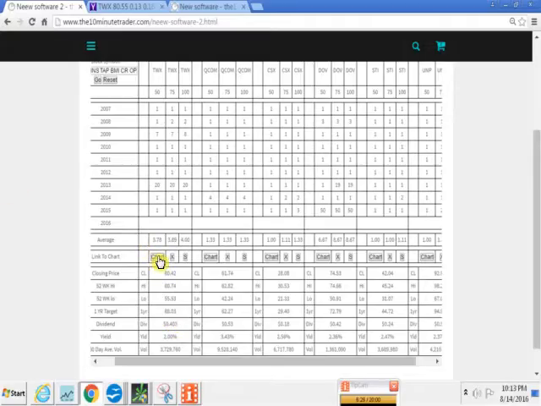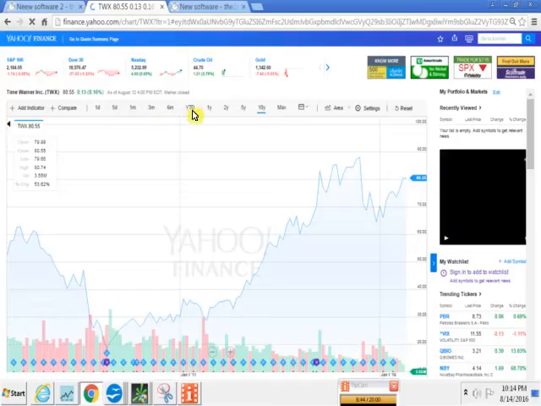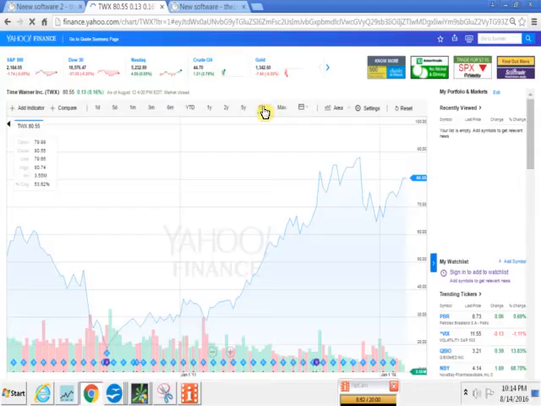Now we have the chart. We click on the chart, and that takes us right over to Yahoo Finance, and that's going to look at 10 years worth of data. You can click the chart right here to find which period you want to look at: 1 day, 5 days, 1 month, 3 months, 1 year, 2 years, 5 years, 10 years, or the maximum. I like to look at 10 years. If I'm going to hold this stock, how did it perform over the last 10 years?